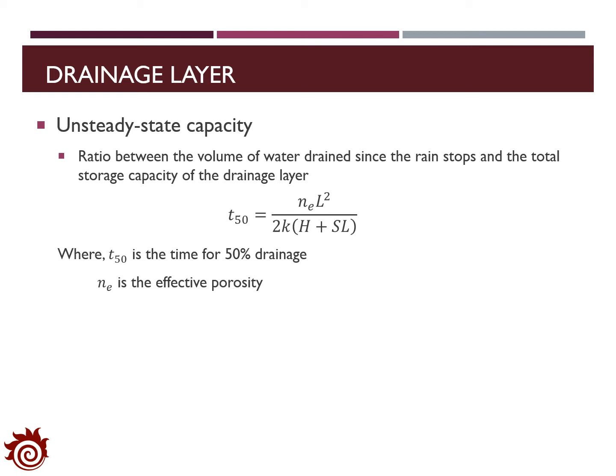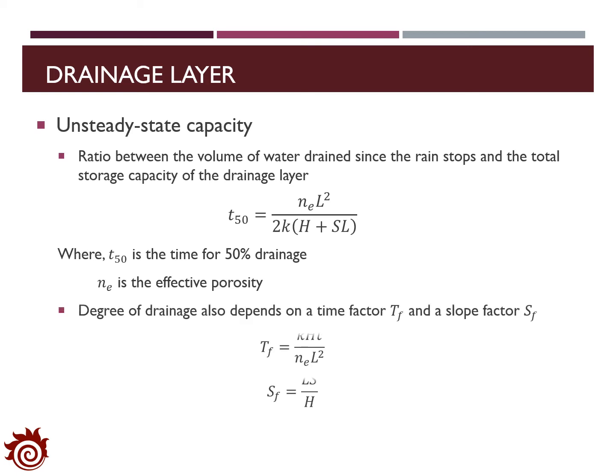We can apply the equation here to estimate the unsteady state capacity. Here we use T50 to measure the capacity. It's defined as the time for 50% drainage. In the equation, Ne is the effective porosity. Also, the degree of drainage can be determined based on the time factor and the slope factor. The two equations at the bottom show the estimation of TF and SF based on the permeability, thickness, length, and the porosity of the drainage layer.